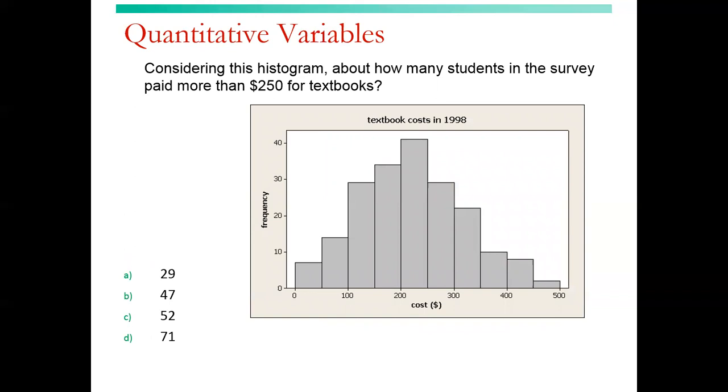Considering this histogram, about how many students in the survey paid more than $250 for textbooks? So we want to take a look at where 250 is on this graph, and then count the bars. Sum each height of each bar above 250. So we have about 30 plus about 20, that's about 50, plus about 10 more, that's about 60. So we're over all the choices. It's got to be that 71.